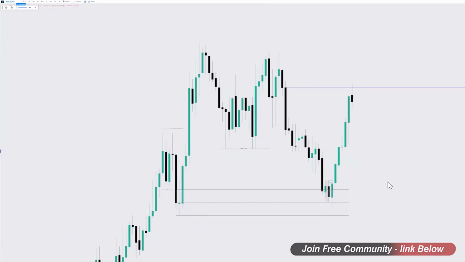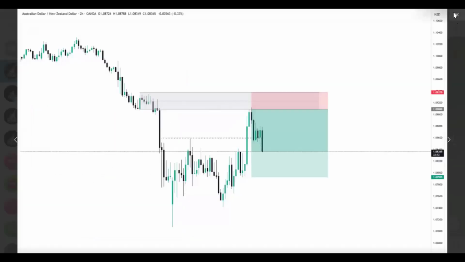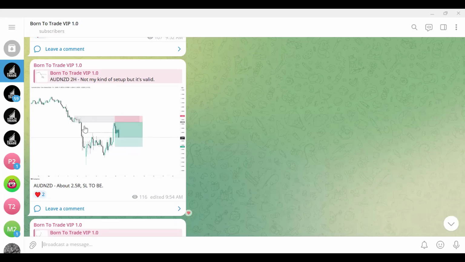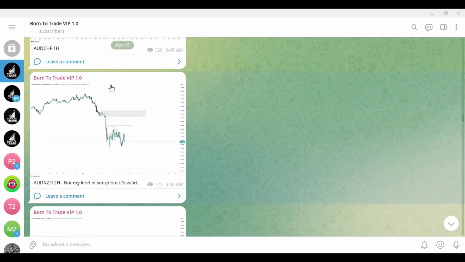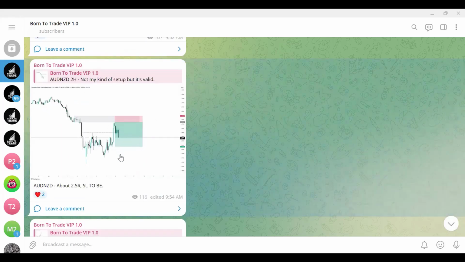So let's see another example. The next one we'll be looking at is on AUDNZD. So let's see that in the community. So here's the second example, on AUDNZD on the 2 hours time frame. So I'm going to use this as a second example, and this was the setup when it was shared. And I said not my kind of setup, but it's valid. So I'm actually going to tell you why this is not my kind of setup. I'm going to tell you that, but this was when price was already reacting. So let's see this example on the chart.